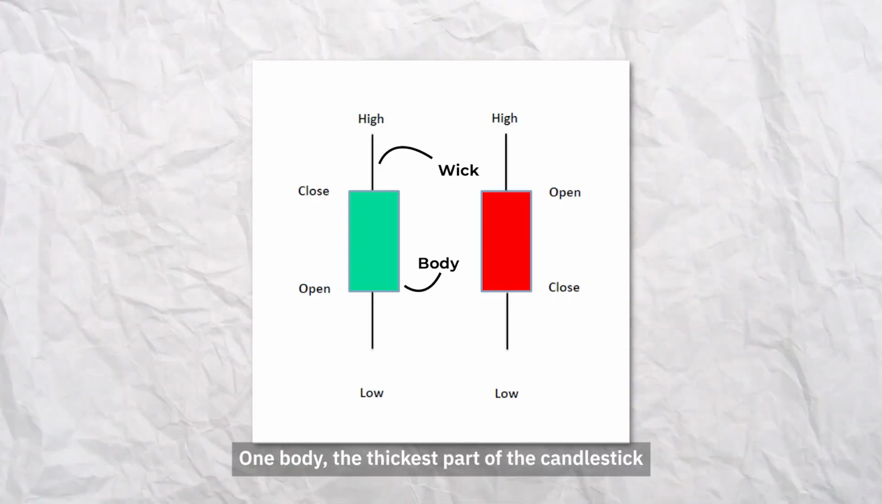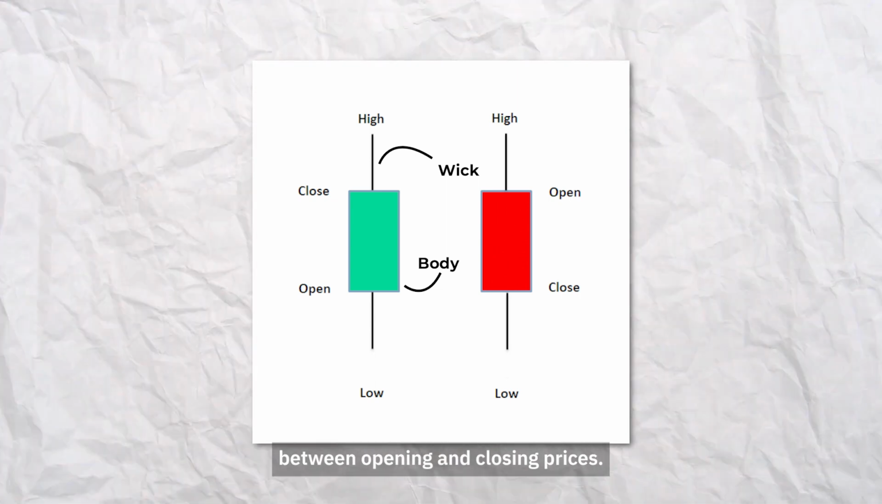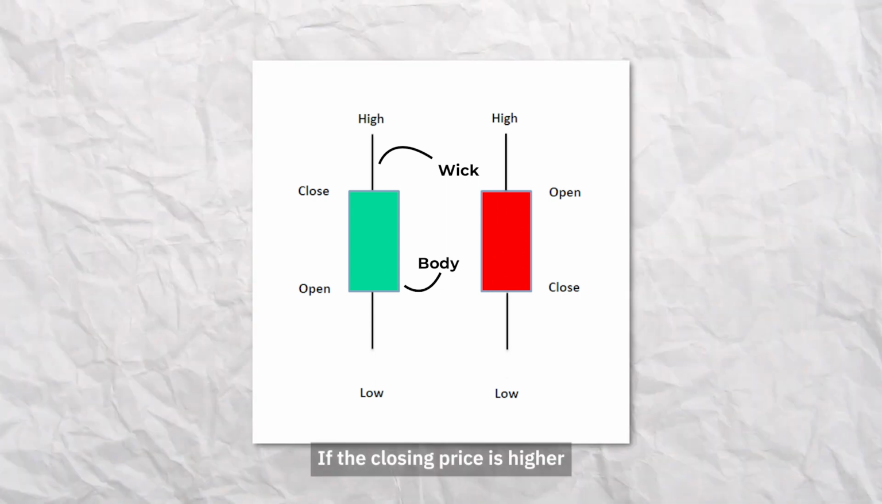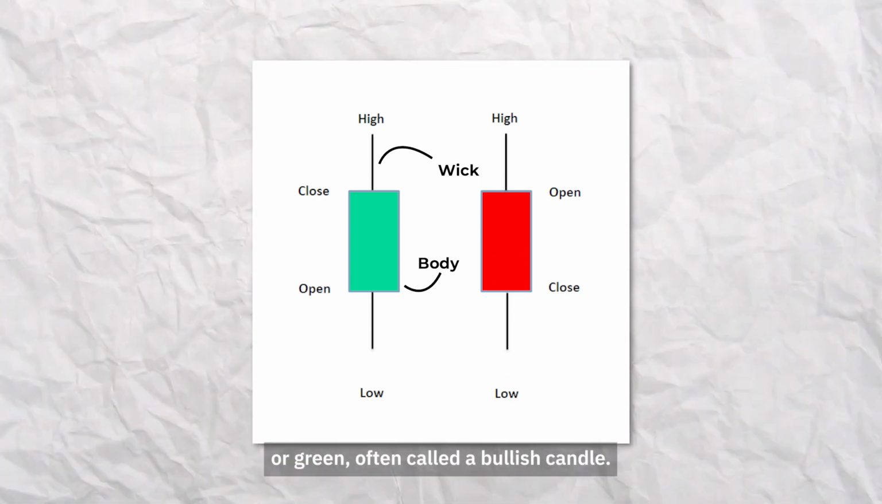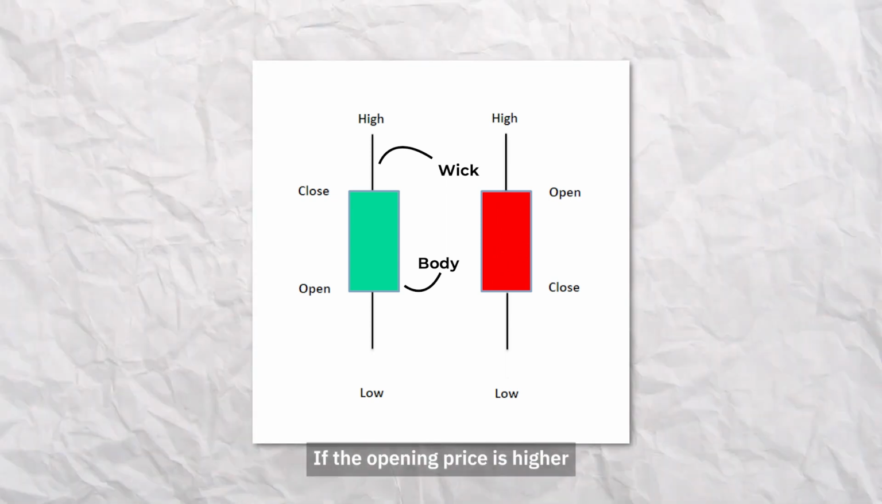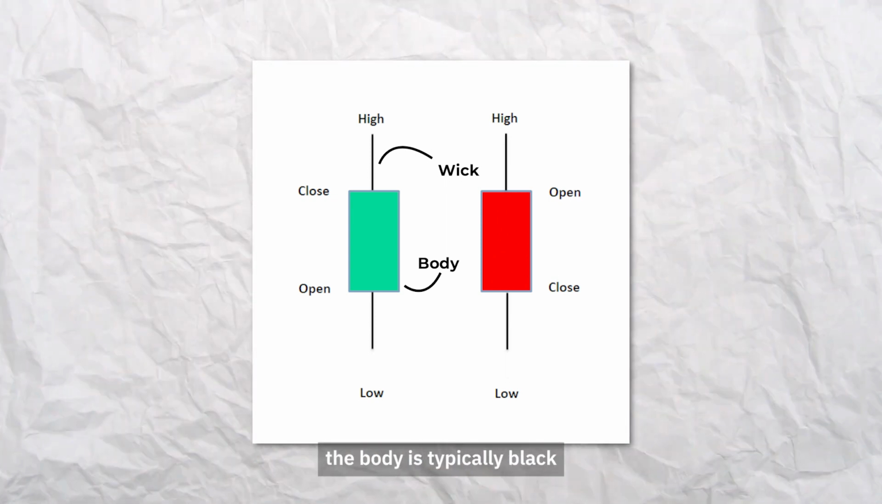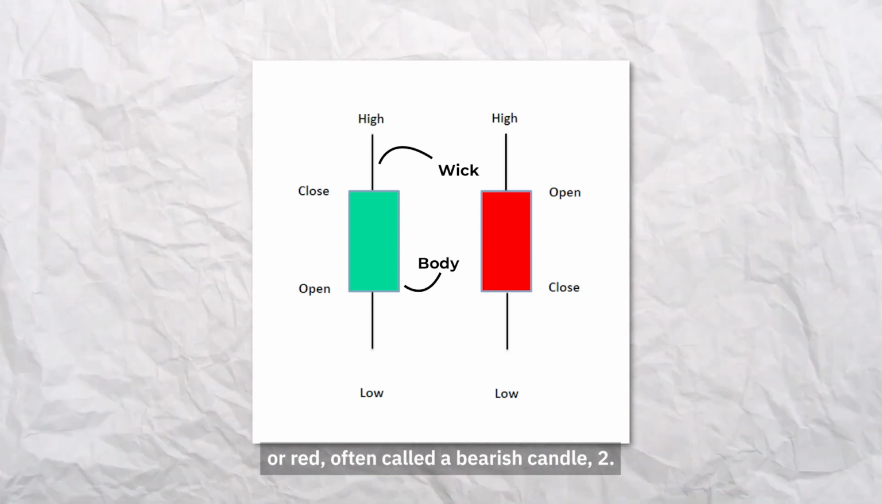1. Body, the thickest part of the candlestick, representing the range between opening and closing prices. If the closing price is higher than the opening price, the body is typically white or green, often called a bullish candle. If the opening price is higher than the closing price, the body is typically black or red, often called a bearish candle.